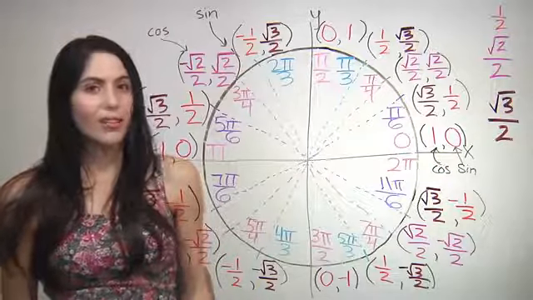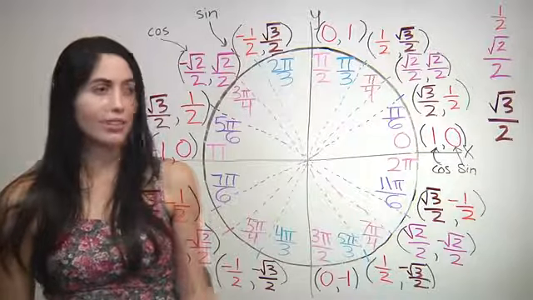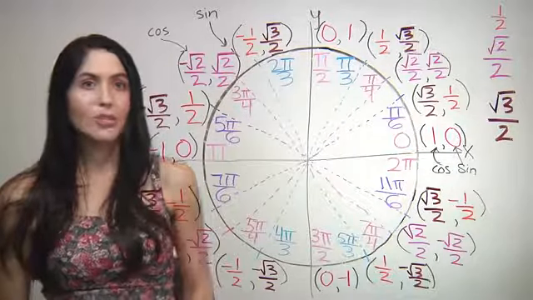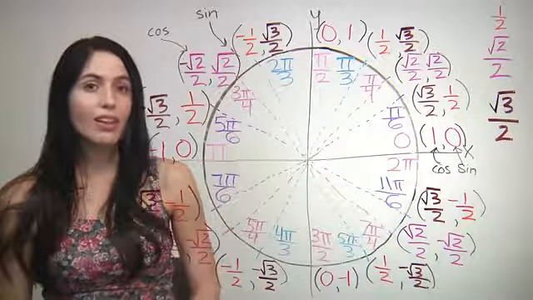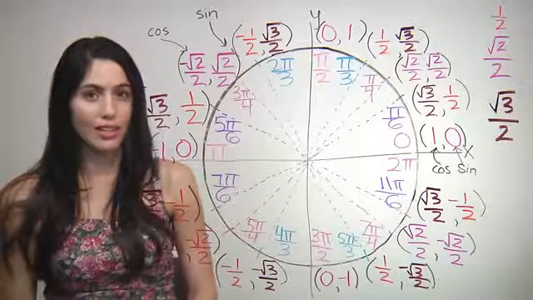Also, if you're trying to memorize the unit circle, I know it's a lot to take in. It's kind of a mess. But just remember the patterns, because those patterns are what will make it a lot faster to learn and a lot easier to learn.